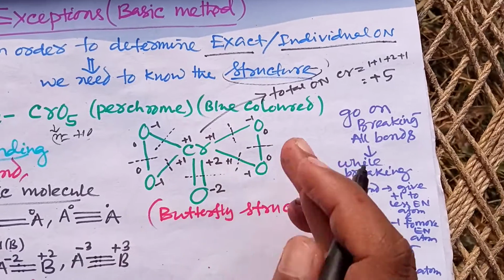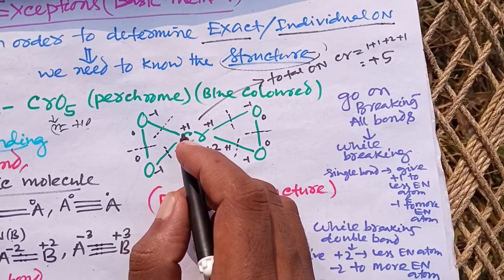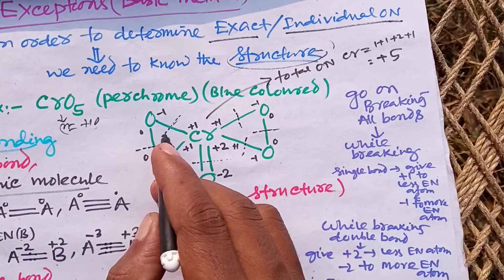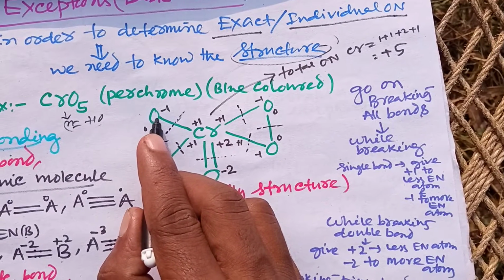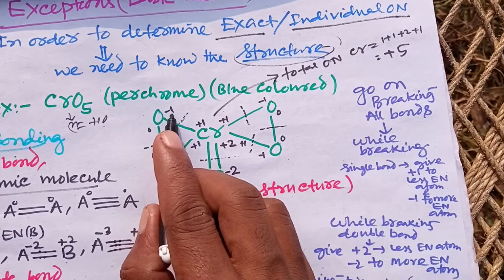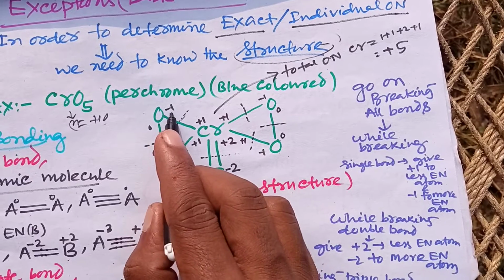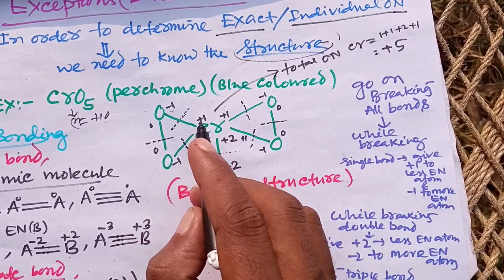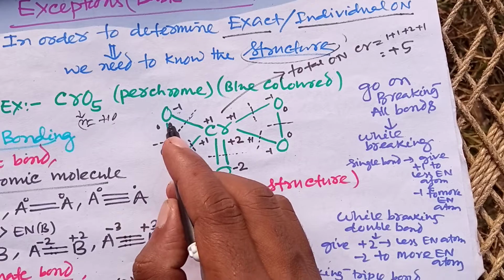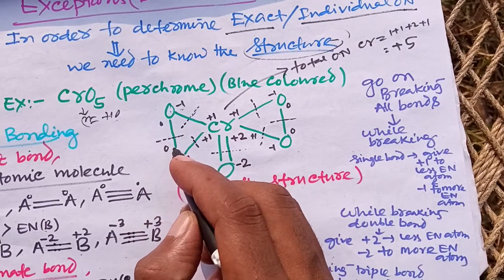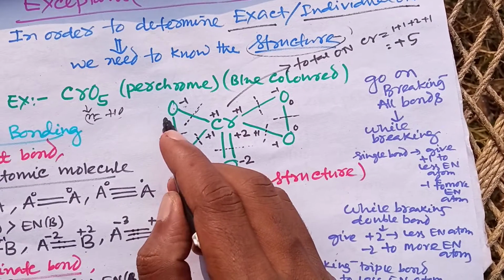So here is the structure. Let's break the bonds one by one. While breaking this bond, oxygen is more electronegative than chromium, so you assign -1 to oxygen and +1 to chromium. Similarly, while breaking this bond, it is a bond between two similar atoms, so you assign 0 to both of them.